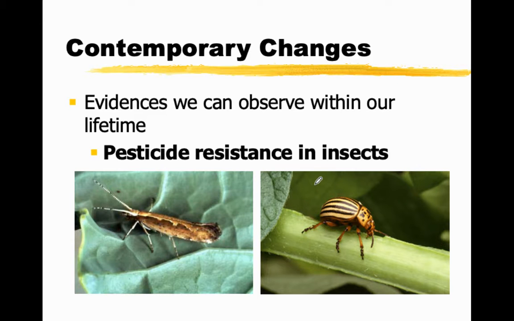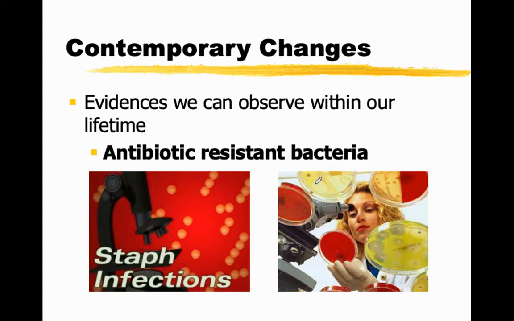So now you end up with a new type of bug that's able to come in, get into crops and agriculture, and the pesticides that were currently being used will no longer work on them. That is an actual change as the organism evolves that we see within our lifetimes. Another one that's similar to this is antibiotic-resistant bacteria.